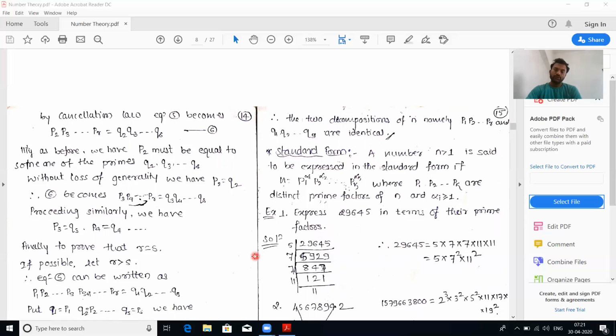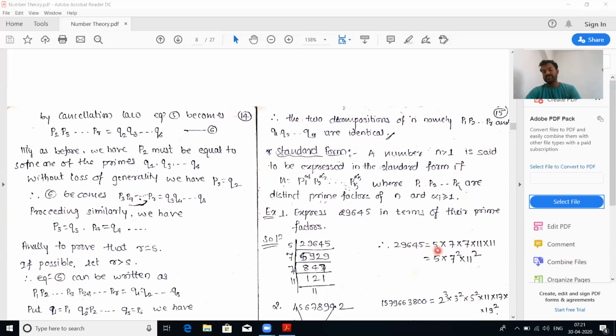So what you have to do, we have to take this 29,645, take factorization, and go on dividing by prime numbers. First check for 2, 3 and then go for 5. I have given the prime factorization here: 5 divided by 5, 7, 7, 11 and 11. So we are getting 29,645 equal to 5 into 7 into 7 into 11 into 11. Each of these factors are prime numbers here.